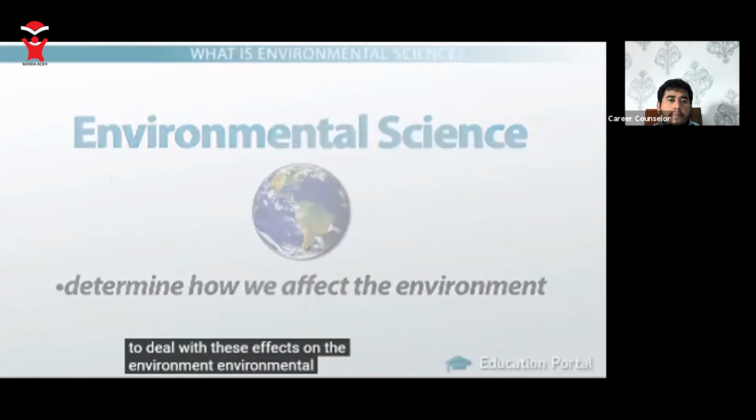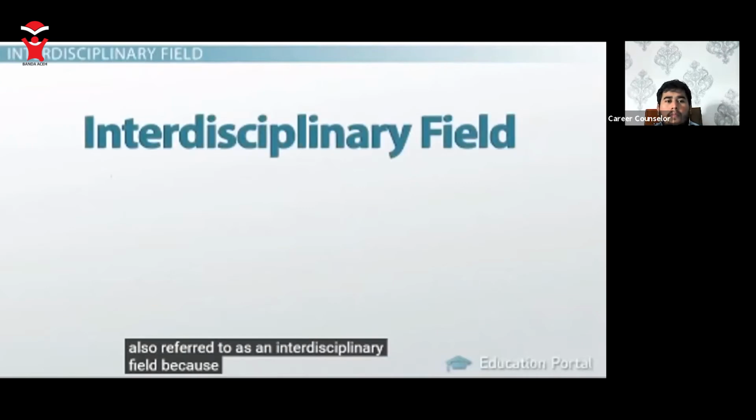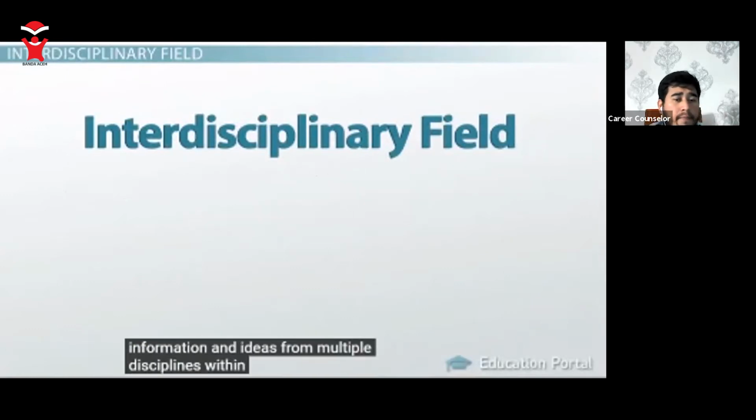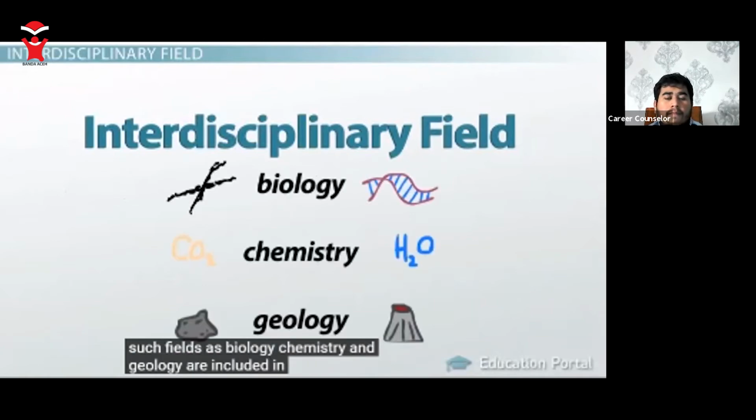the environment. Environmental science is also referred to as an interdisciplinary field because it incorporates information and ideas from multiple disciplines. Within the natural sciences, such fields as biology, chemistry, and geology are included in environmental science. When most people think of environmental science, they think of these natural science aspects.